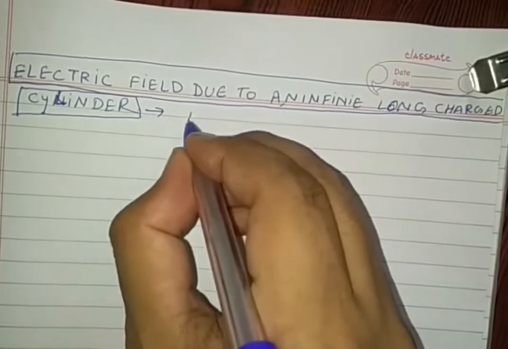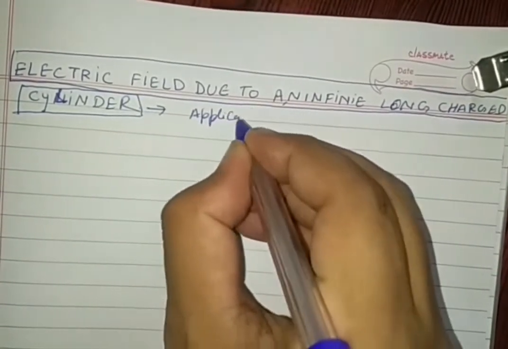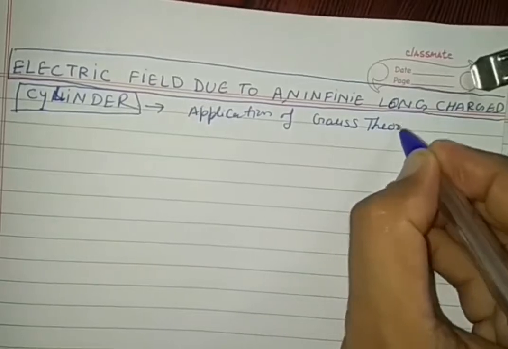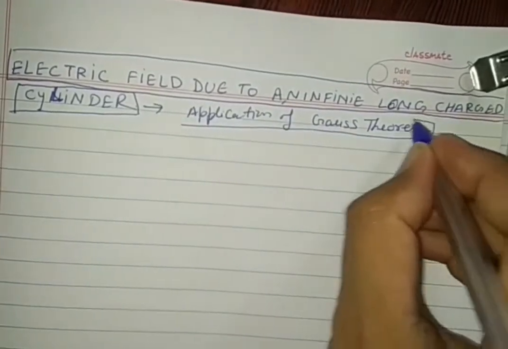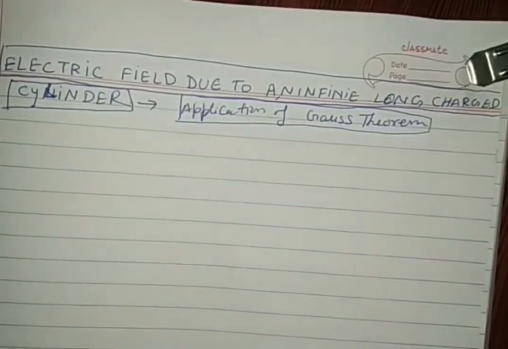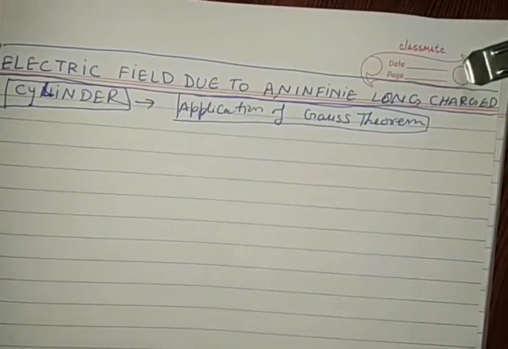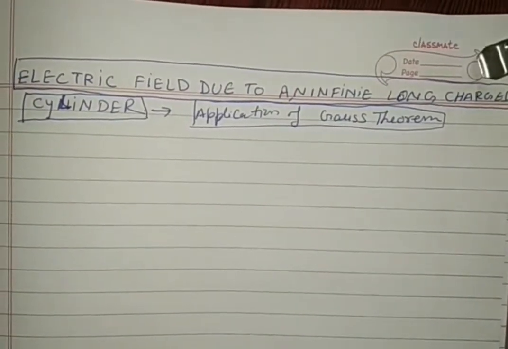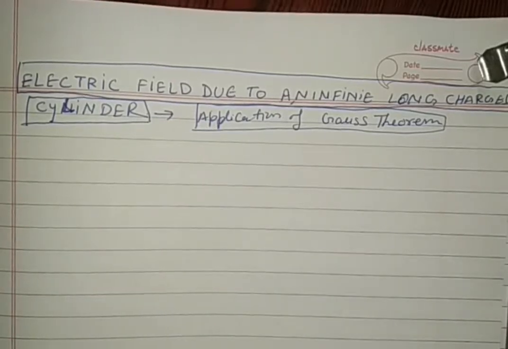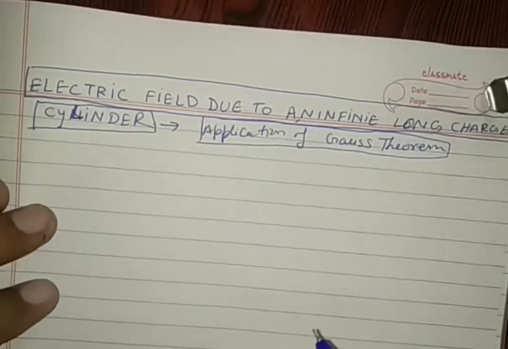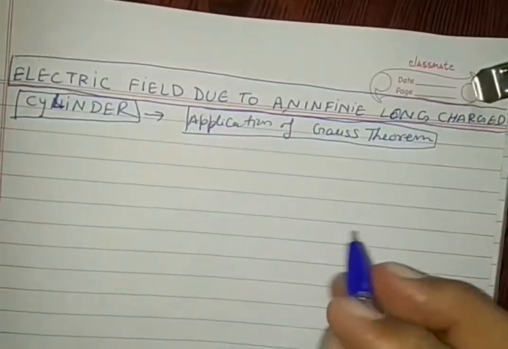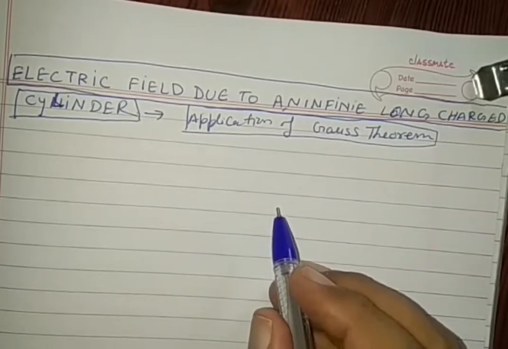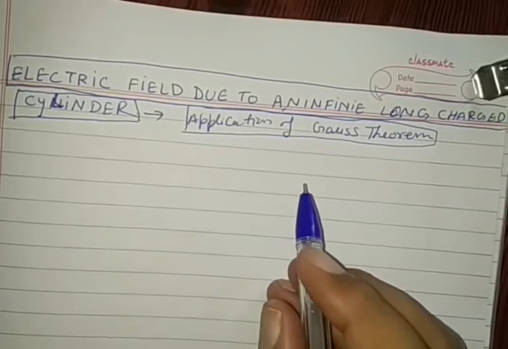This topic is also known as application of Gauss theorem. This is one more application of Gauss theorem. To apply this Gauss theorem, we will calculate the electric field due to the infinitely long charged cylinder. Here in this case, see very carefully how it is derived and applied, the concept of Gauss theorem to calculate electric field intensity E.